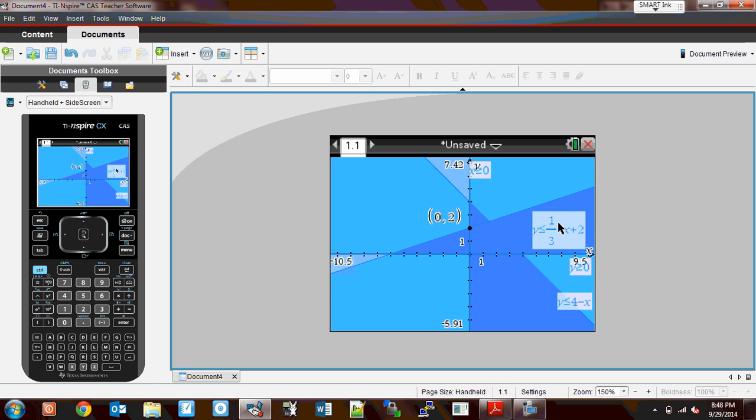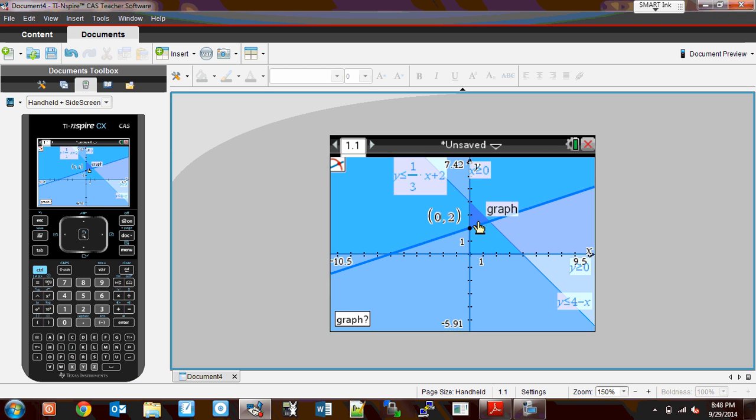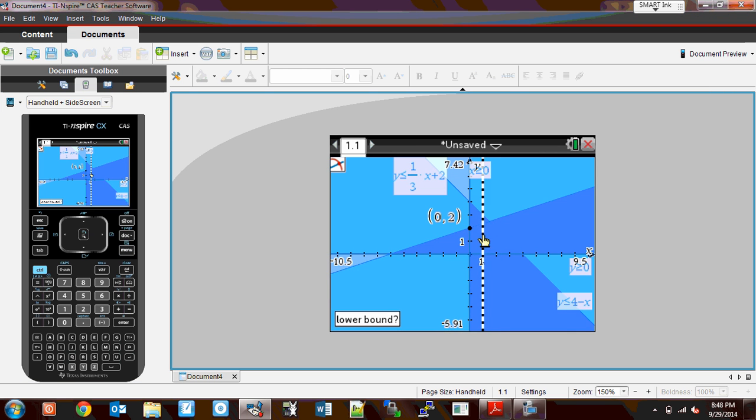All right, let's get some of these equations out of the way. Yeah, put you up there. All right, so now let's find this one here. Menu, analyze graph, intersection, pick one graph, pick the other graph. Lower bound, so we're going to the left. Upper bound, we're going to the right. So 1.25, 1.5, 2.5. Let's get this one down here.